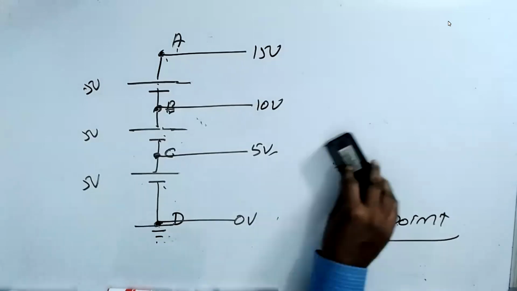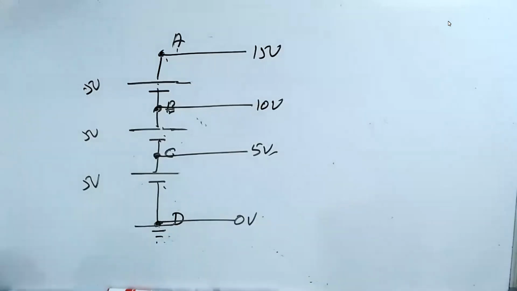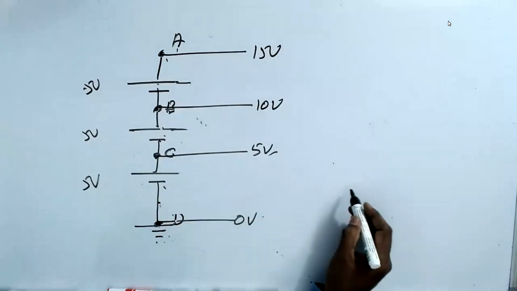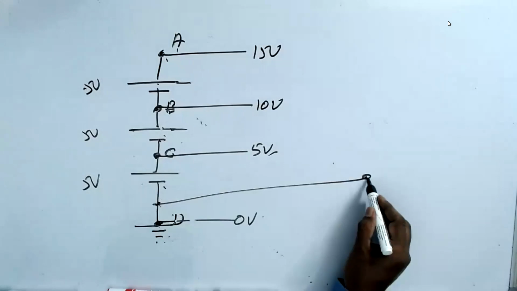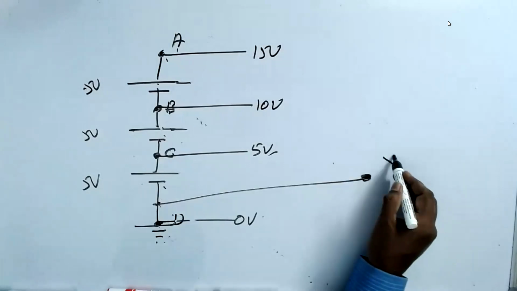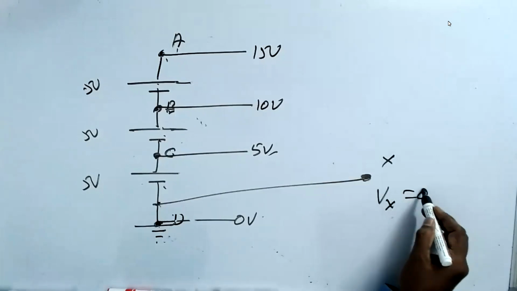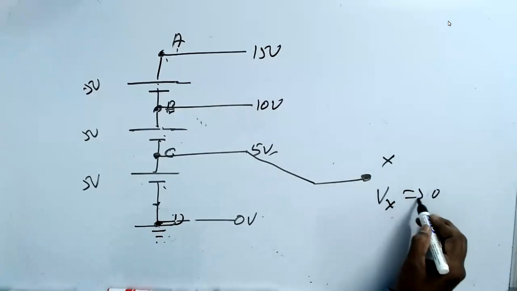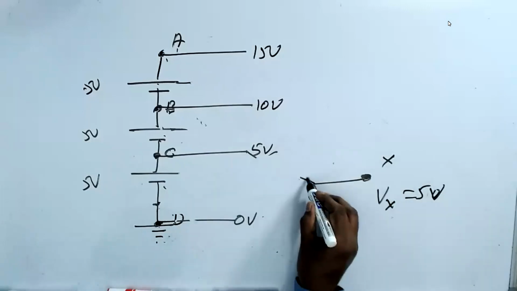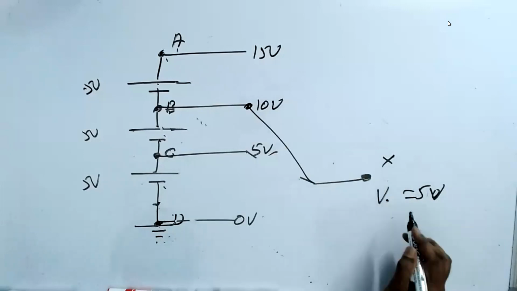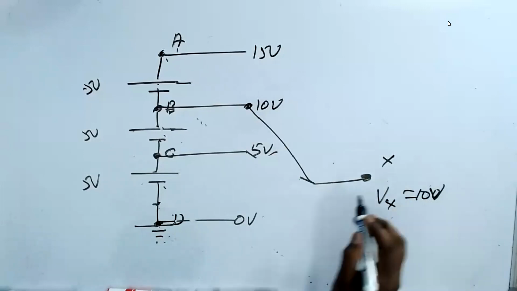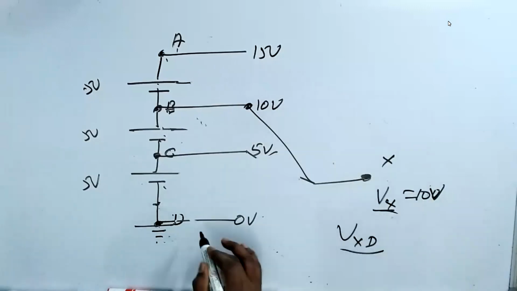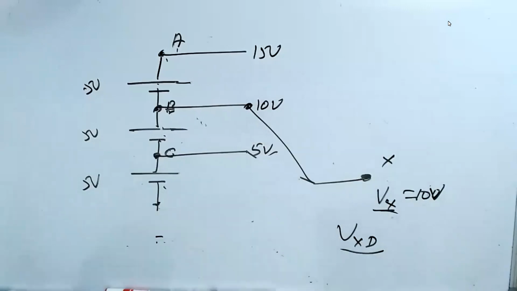Please understand. The common point is 0 volt. If I connect a wire to this point, let's say this is called X, and I ask you what is Vx, 0 volt. If I connect the wire to this point, then the Vx is 5 volt. If I connect the wire to this point, Vx is now 10 volt. Understand? If I say Vx, it means V, X, and D, because D is a common point.